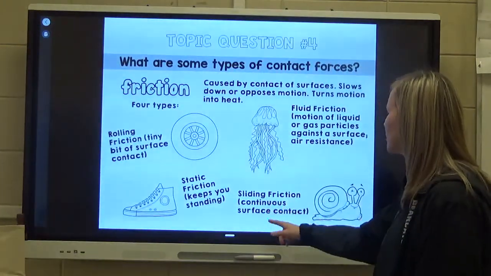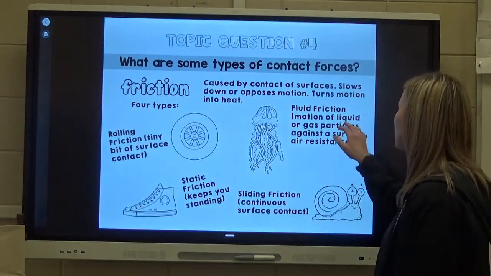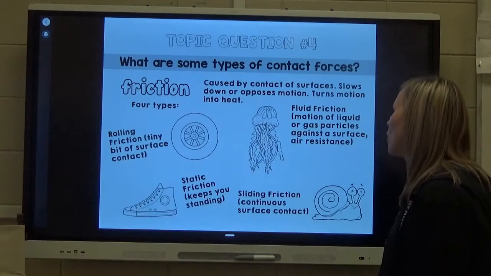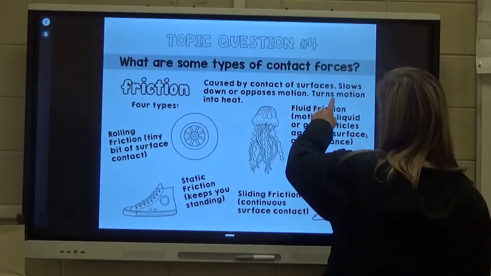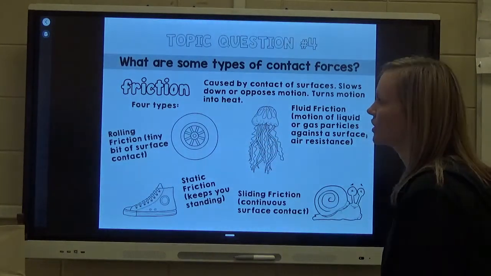Sliding friction, continuous surface contact like this slug. Fluid friction, the motion of liquids or gas particles against the surface, or what we know as air resistance. And again, friction is caused by contact of surfaces. It slows down or opposes motion and turns motion into heat.